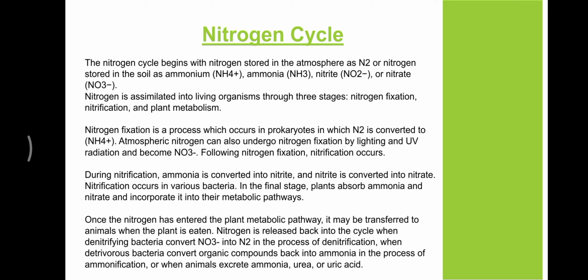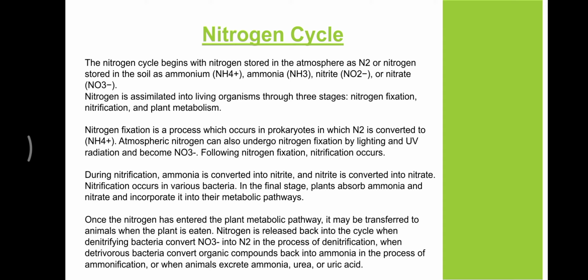Following nitrogen fixation, nitrification occurs. During nitrification, ammonia is converted into nitrite and nitrite is then converted into nitrates. Nitrification occurs in various bacteria. In the final stage, plants absorb this ammonia and nitrate and incorporate it into their metabolic pathways. Once the nitrogen has entered the plant metabolic pathway, it may be transferred to animals.